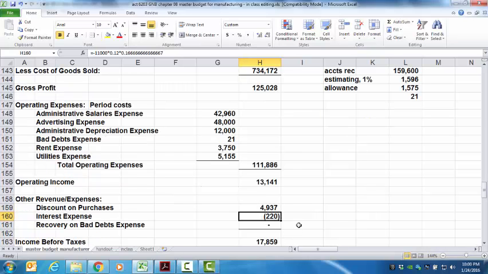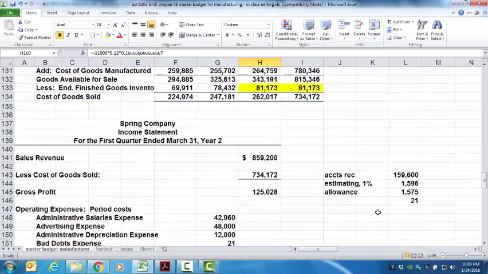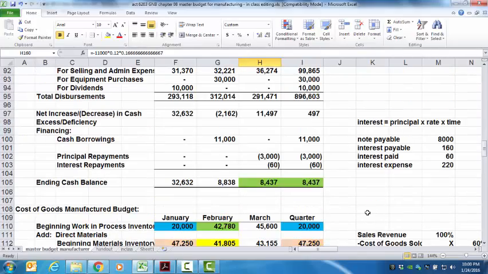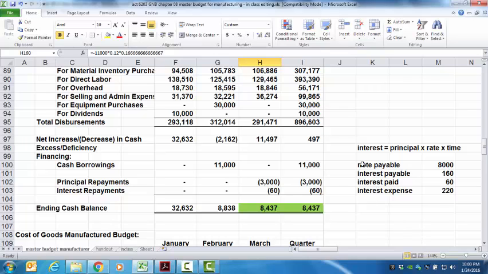The interest expense, remember, we calculated that when we were doing the cash budget. So let's go back and pick that number up. Recall when we did this, we looked at how much you still owed on the principal, and we found the interest. And when we compare that to what we've paid already, together, there's the total interest cost for the period.